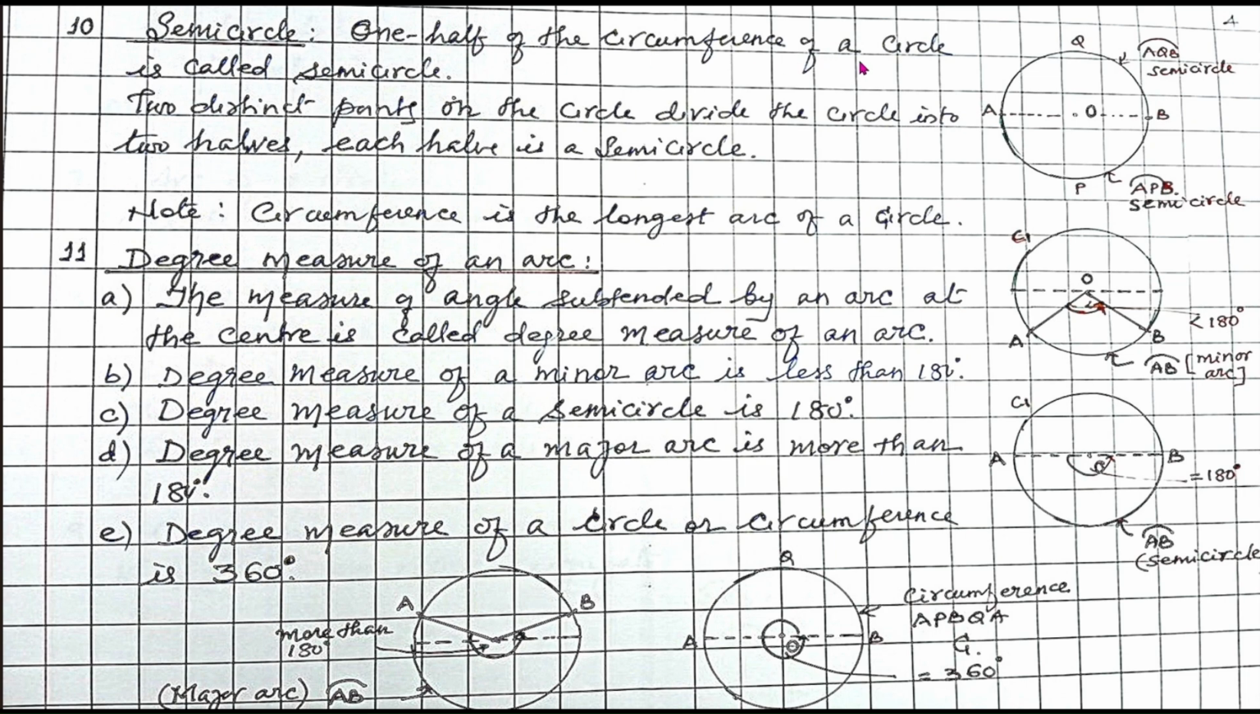Now, coming to the next point, that is semicircle. 1/2 of the circumference of a circle is called a semicircle. 2 distinct points on the circle divide the circle into 2 halves. Each half is a semicircle. For example, now here I have a circle.